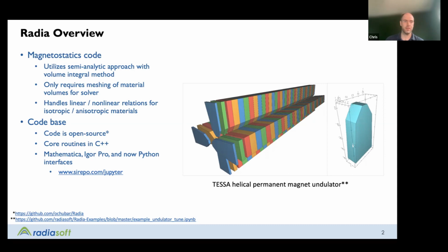And then another nice thing, important for our example of electromagnets today: Radia does handle linear and nonlinear relations for both isotropic and anisotropic materials.